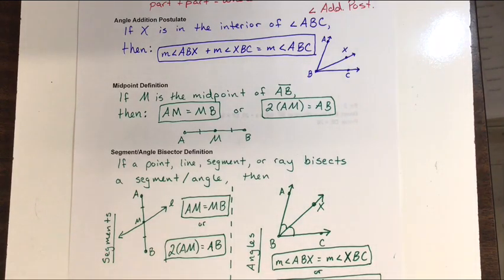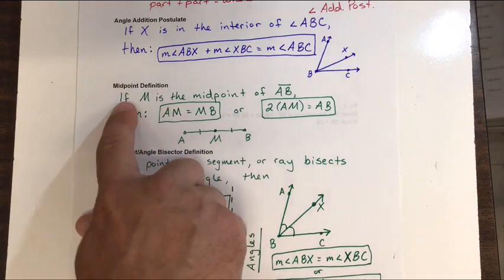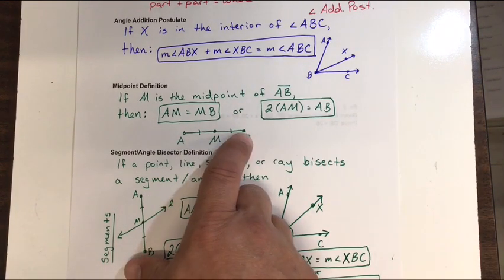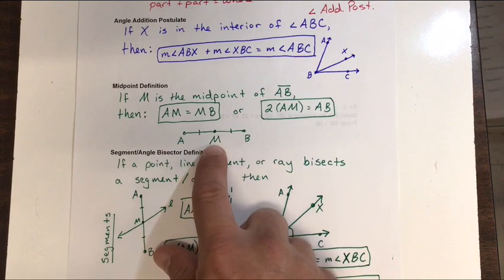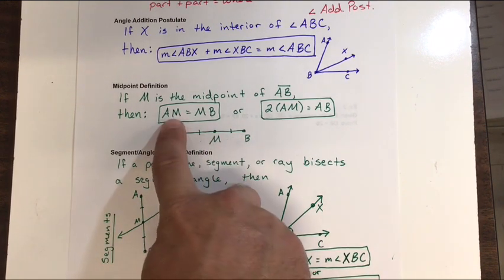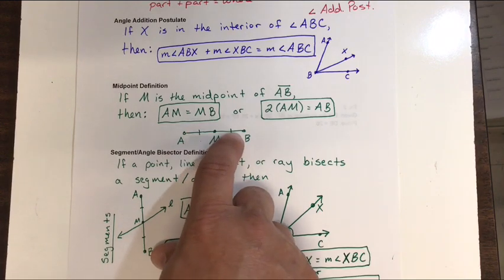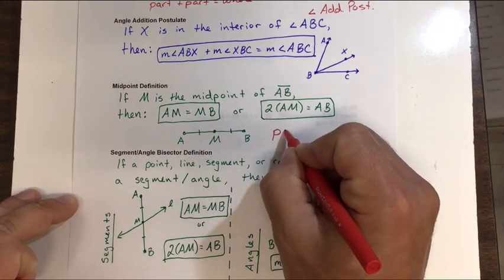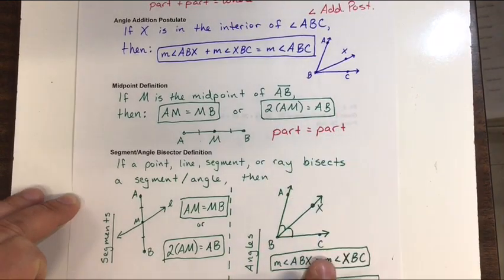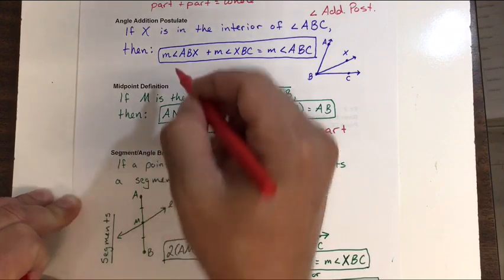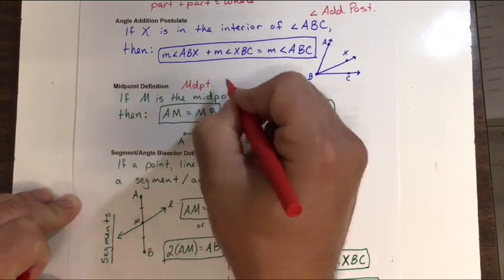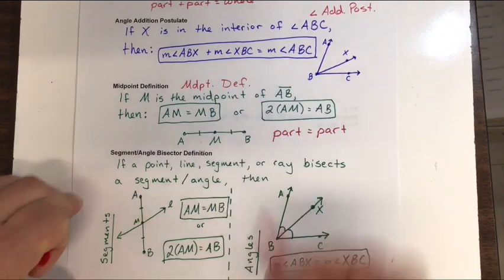So when we look here at the midpoint definition, this is just the definition of what a midpoint is and how it creates a relationship on a segment. If we know that M is the midpoint of segment AB, then that segment length AM has to equal the other part, MB. Remember, this is our part equals part relationship. Okay? And midpoint definition, we just abbreviate midpoint as MDPT period, and definition is just definition, def.